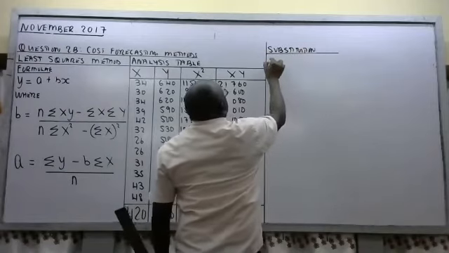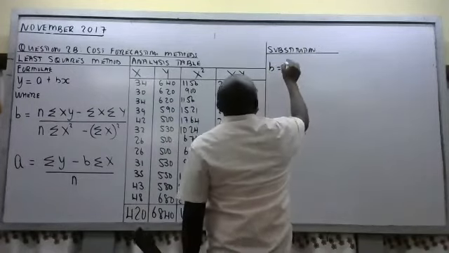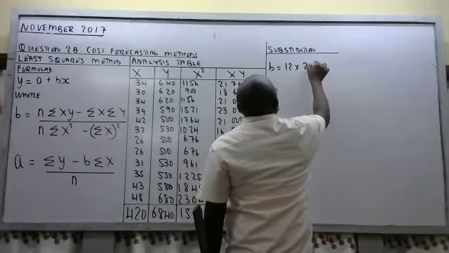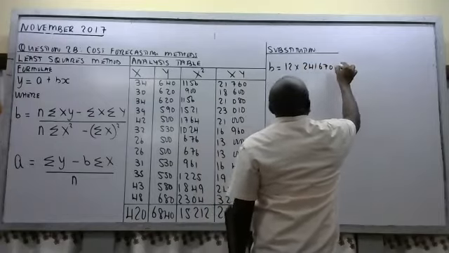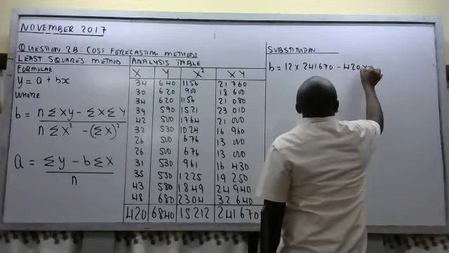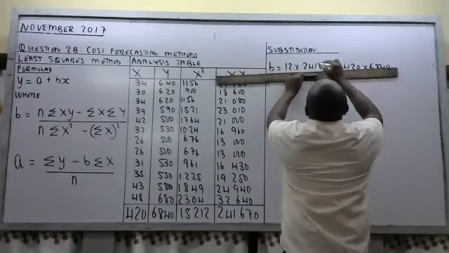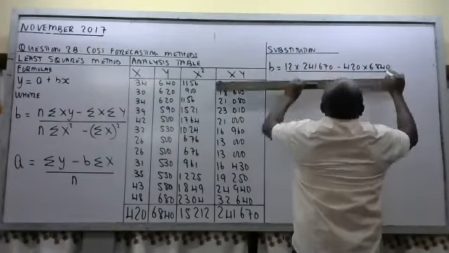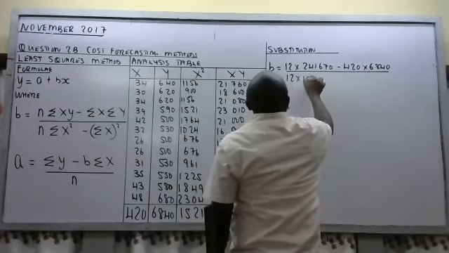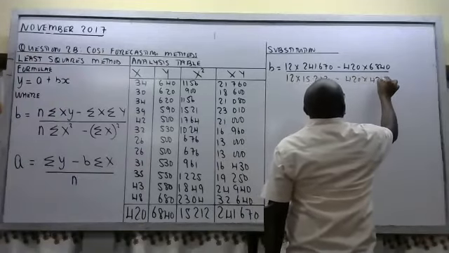So substitution, b is n. N, they are 12, right? So it will be 12 times sum of XY, 241,670, minus sum of X, which is 420, times sum of Y, which is 6,840. All this you divide by 12 times sum of x squared, 15,012, minus 420 times 420.